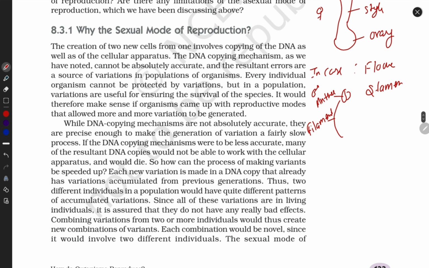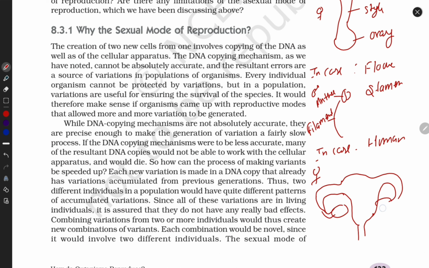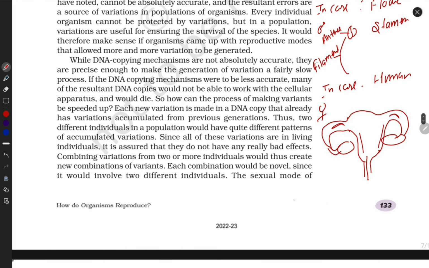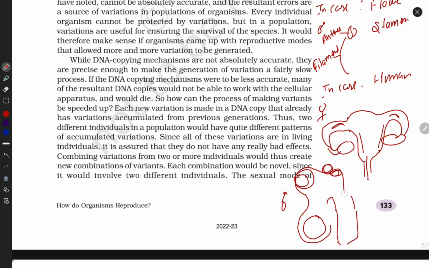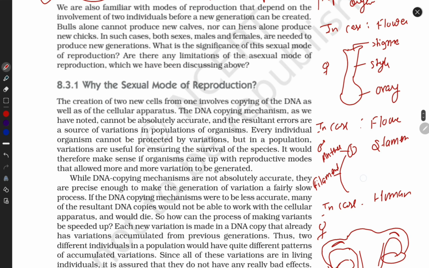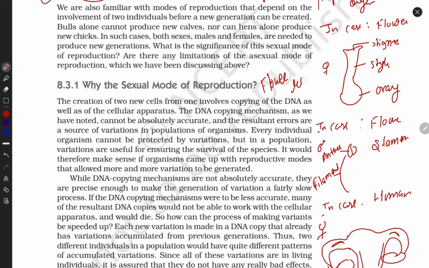But if we discuss the case of human, it looks like this. Look at you. This is the structure of the female reproductive organ. This is ovary, this is a fallopian tube, this is vagina, this is uterus. And in male, they have penis, testes, vas deferens, epididymis, prostate gland, seminal gland, and this is going to the urethra. Understand, guys? So we will first talk about flower reproductive organs.